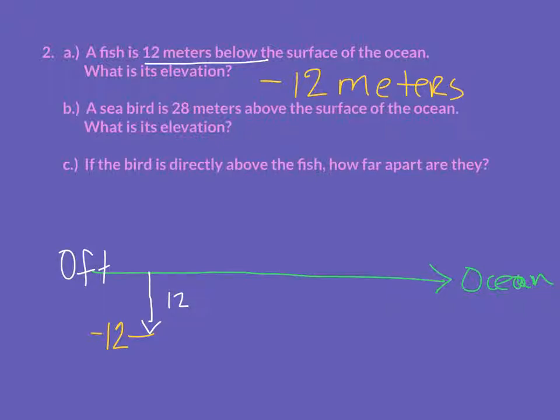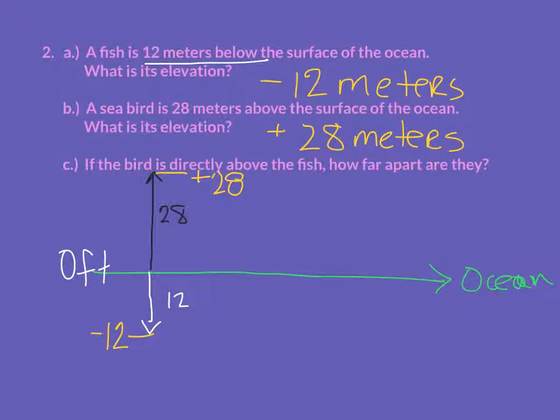They're gross. Anyway, a seabird is 28 meters above the surface of the ocean. What is its elevation? So above means it's going up 28 meters. So therefore, it ends at positive 28. So we're dealing with our positive and negative numbers, so it really is important that you identify it right now. Although, obviously, without the plus sign there, we would know that it's still positive.